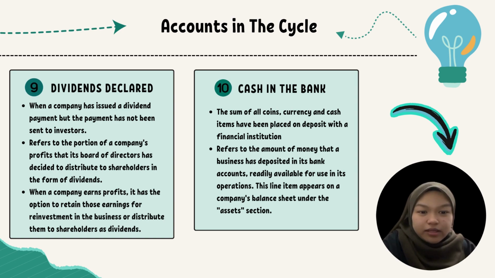One is dividends declared. Dividends declared refers to the portion of a company's profit that its board of directors has decided to distribute to shareholders in the form of dividends. When a company earns profit, it has the option to retain those earnings for reinvestment in the business or distribute them to the shareholders as dividends.